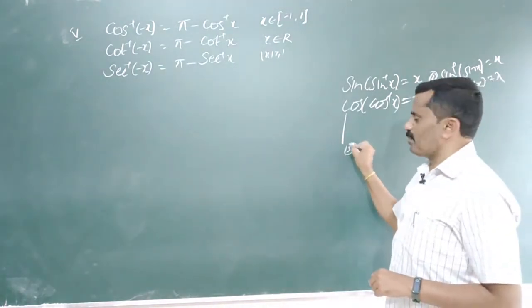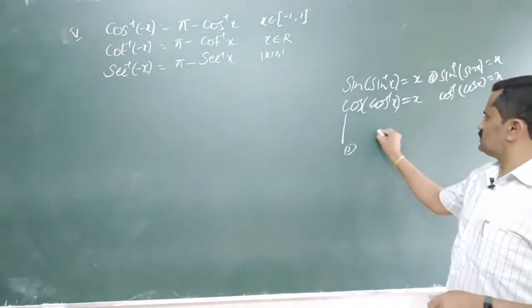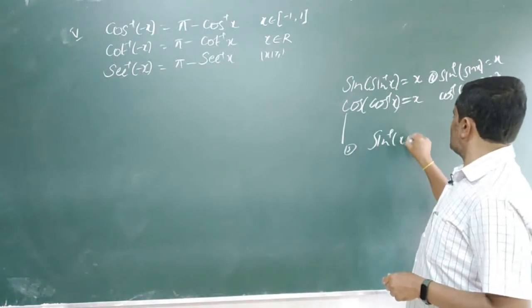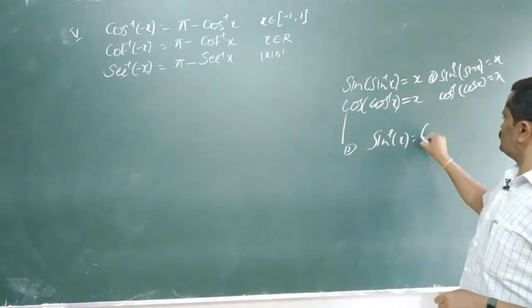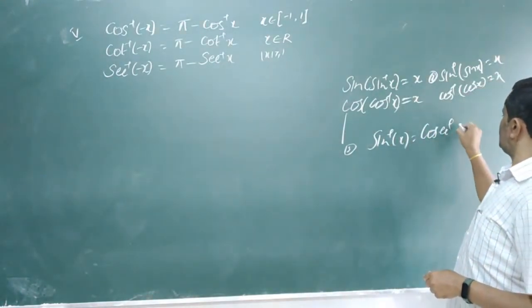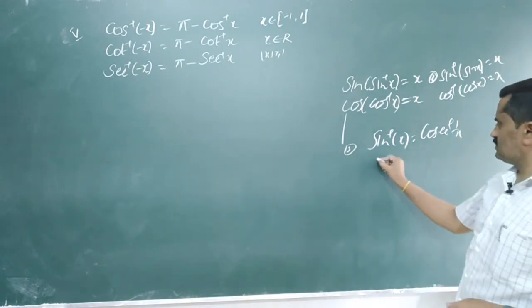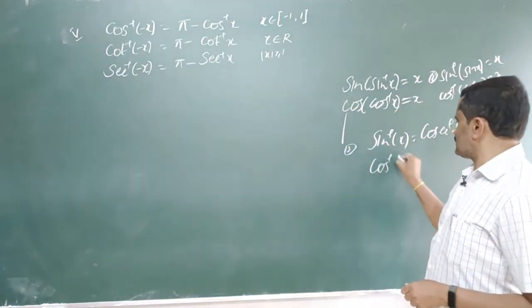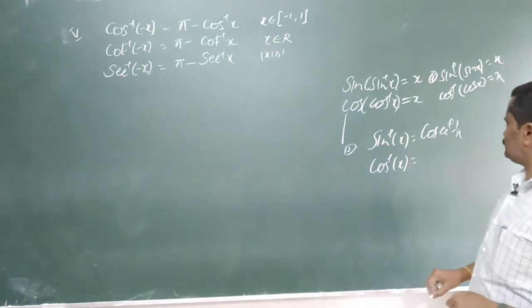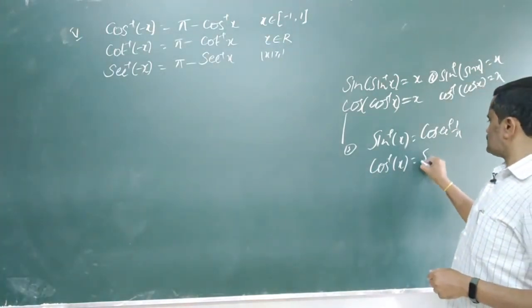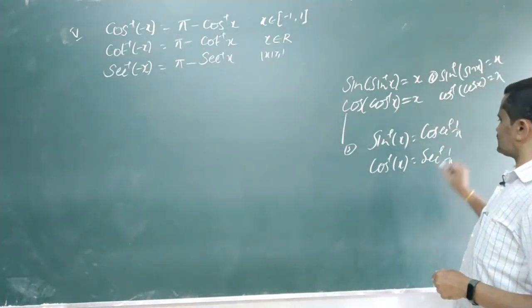And the third property, sine inverse of x is equal to cosecant inverse of 1 by x. Cos inverse of x is equal to secant inverse of 1 by x.